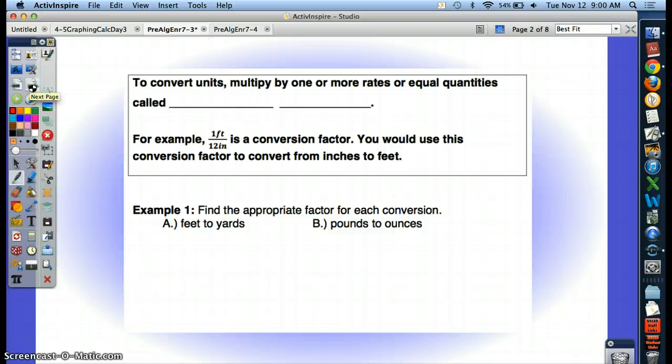So to convert units, you're always going to multiply by one or more rates or equal quantities called conversion factors. Go ahead and write that down, conversion factors. A conversion factor is something where the numerator is equal to the denominator, although it may not look equal. So for instance, 1 foot is equivalent to 12 inches. This is a conversion factor. The top equals the bottom. So the numerator equals the denominator, so it's basically like you're multiplying by 1.